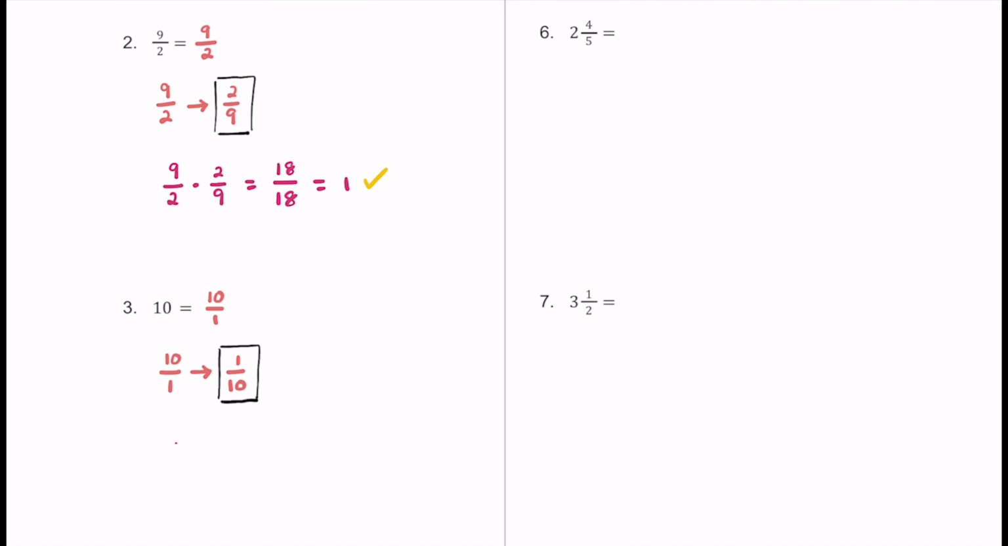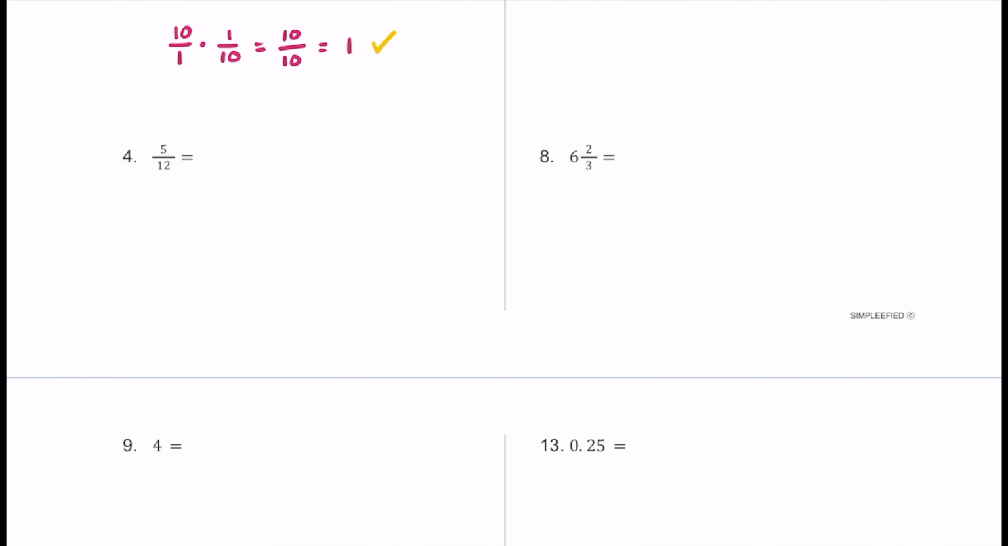Now the original here was going to be what, 10/1? And if we want to show that the product of the original with the reciprocal is equal to 1, well, on top 10 times 1 is 10, on bottom 1 times 10 is 10, and so 10/10 is equal to 1 whole. So this does make sense. All right, let's move on to number 4.